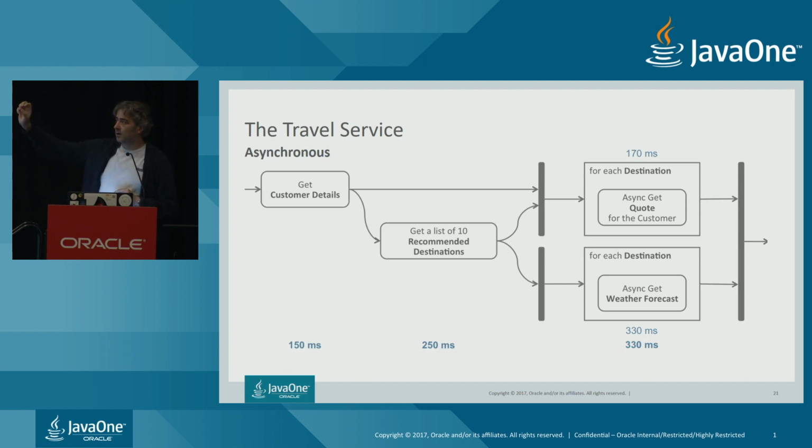For example, the first service that we need to invoke is the customer detail service. Once we have that, we have to invoke the recommendation destination service. But once we have the destination to suggest, we can invoke in parallel the quoting service for that given destination and the weather forecast for that same destination. So if we apply, again, the cost of those requests, we see that at the end of the day, we should have something that is way faster.